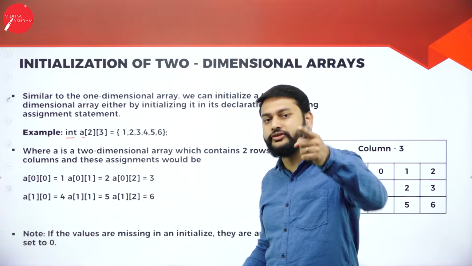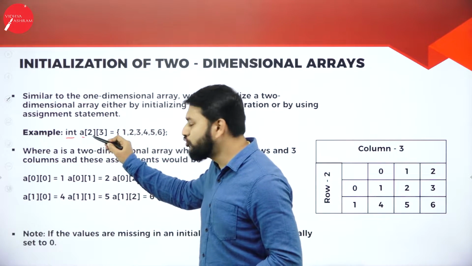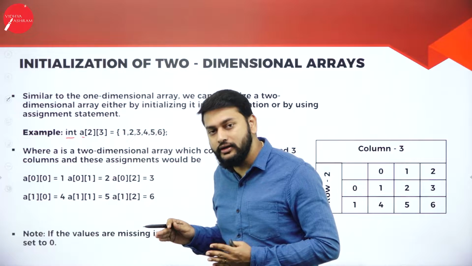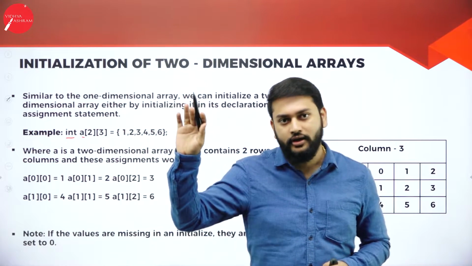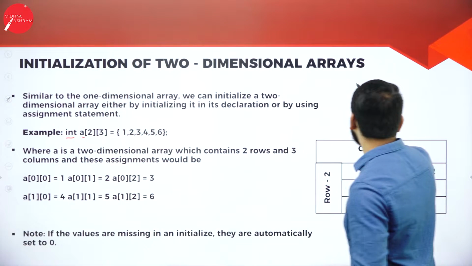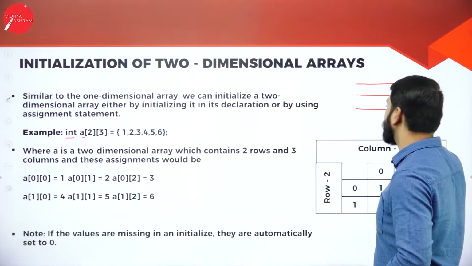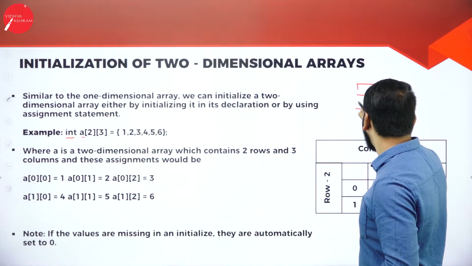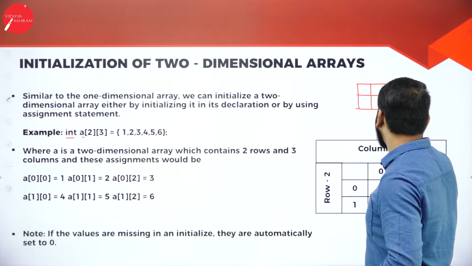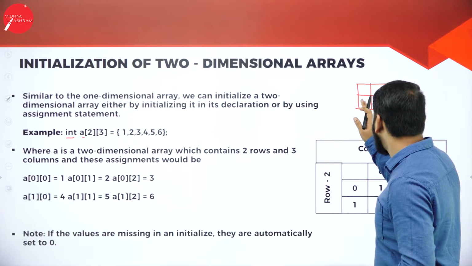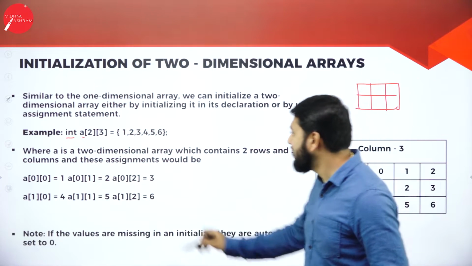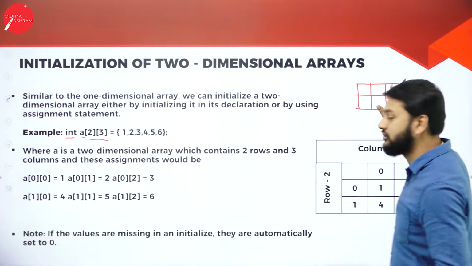A is the name of the array. So what is this? 2 is the number of rows that I want in my two-dimensional array. 3 is the number of columns that I want. So 2 rows, let's understand this. This is 2 rows. How many columns do I have? I have 3 columns. This is the first column, second column, third column. You got my point? So how many columns do I have? 3 columns I have. So basically if I write this, this is how it looks for me.